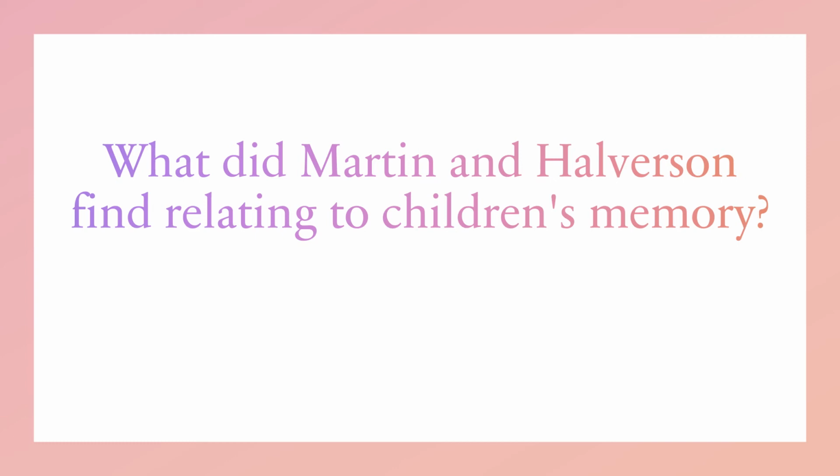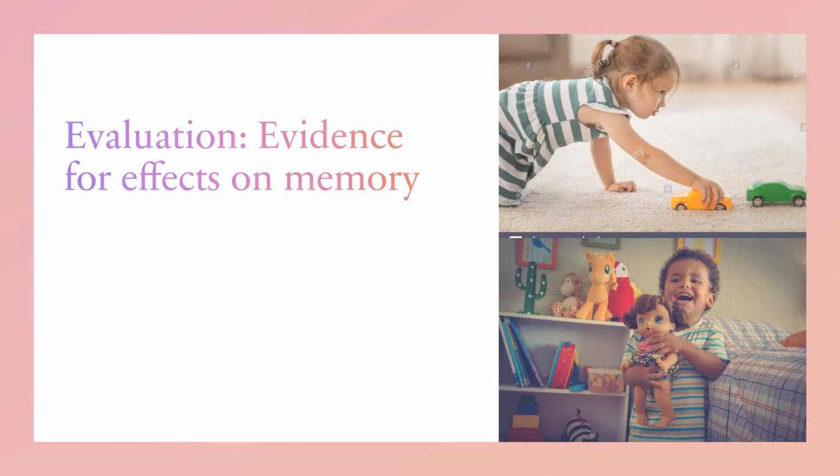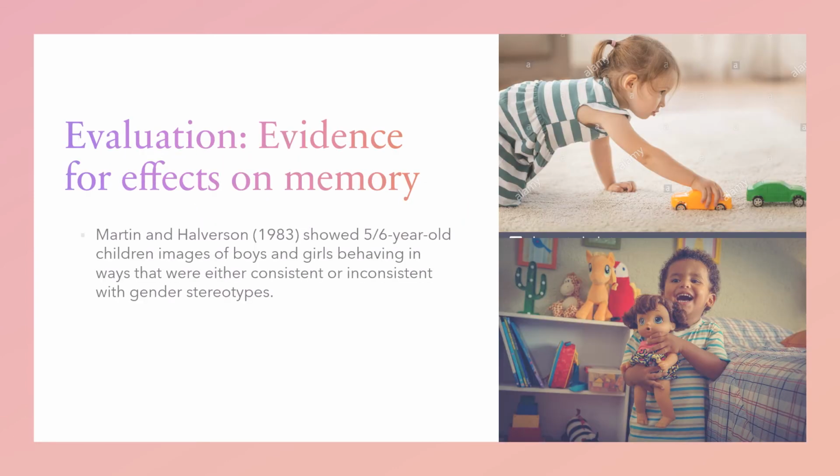Final evaluation point. What did Martin and Halvorsen find relating to children's memory? How they did it is they showed 5 to 6-year-olds images of boys and girls behaving in ways that were either consistent or inconsistent with gender stereotypes. So consistent would be girls playing with dolls and princesses and Barbies, and boys playing with cars and trucks. So that was the consistent condition. And in the inconsistent condition, they would show girls playing with cars, boys playing with dolls.